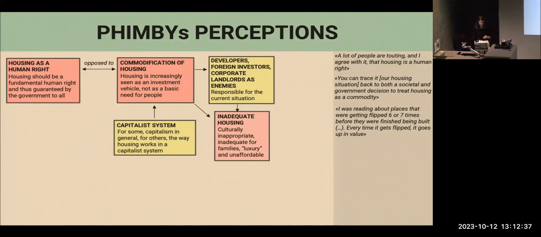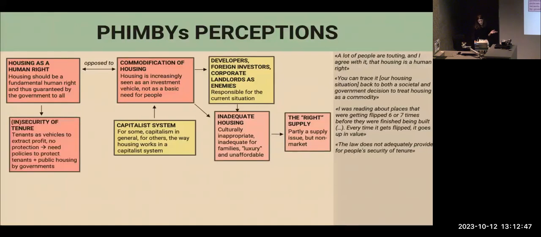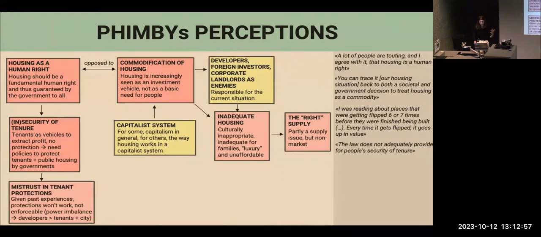For this reason, FIMBY residents do believe that the issue is partially supply, but it is a lack of supply of affordable, adequate, and suitable housing. Most residents belonging to this group feel extremely vulnerable in their housing situation, with no policies whatsoever protecting their tenancy. Due to past experiences of displacement, they do not believe that the Broadway Plan tenant protection policies will work to protect them, because there is fundamentally, according to them, a power imbalance between developers on the one hand and the city and residents, especially tenants, on the other. This insecurity of tenure leads to gentrification and risk of displacement.